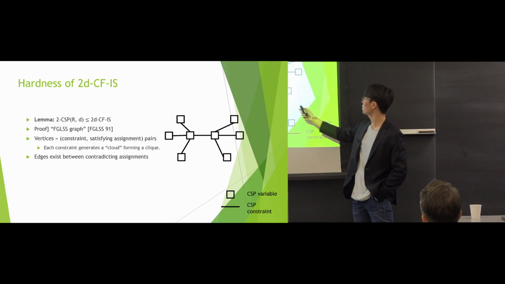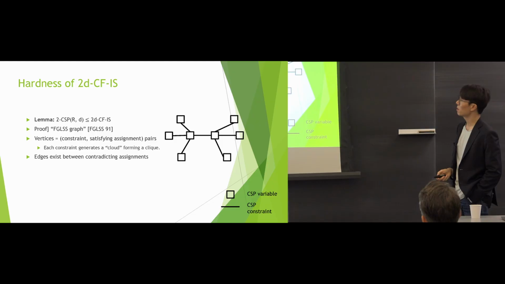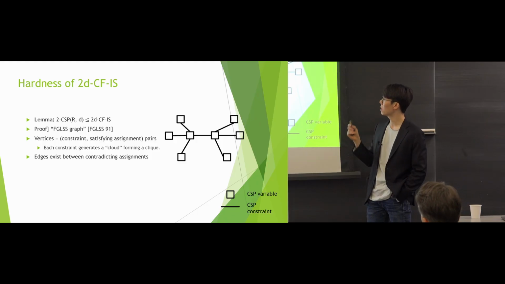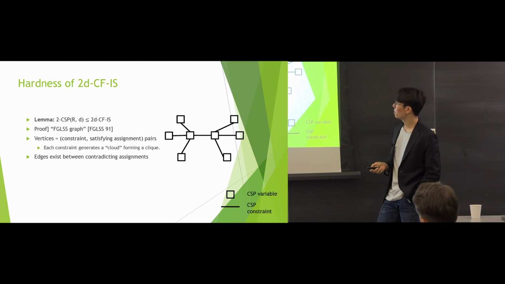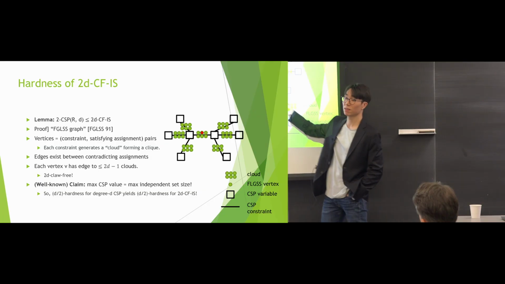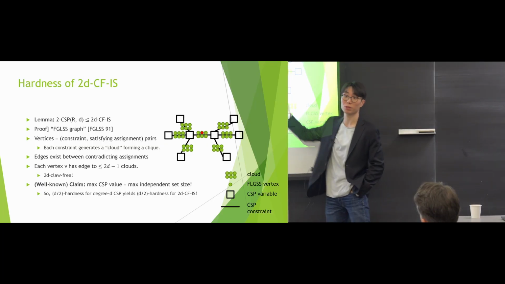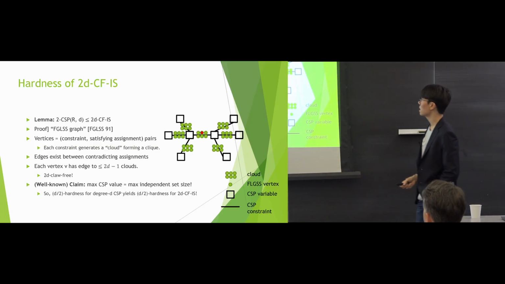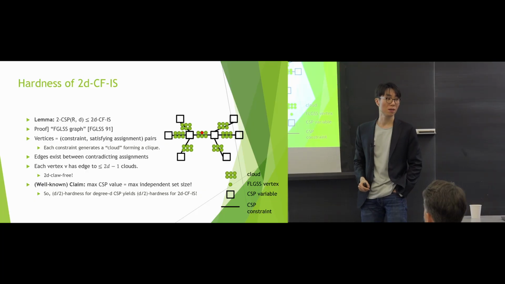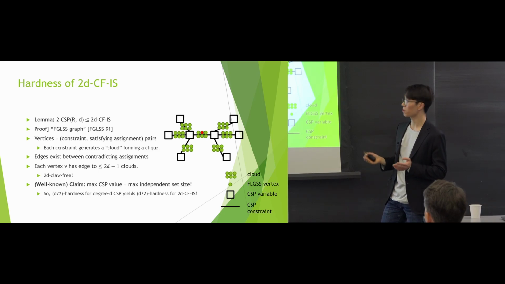Suppose that now we have the hardness for 2D Clough-free independent set. Let me represent the constraint graph like this, where each square is a variable and each edge represents a constraint. The FGLSS graph means that in our reduced instance, vertices correspond to each constraint and satisfying assignment pair, which means that each constraint generates a cloud of vertices. Each vertex here corresponds to one accepting string for the constraint corresponding to this edge. And then we put an edge between two vertices if, as partial assignments, they contradict, meaning they give different values to the same variable. That's the entire reduction.